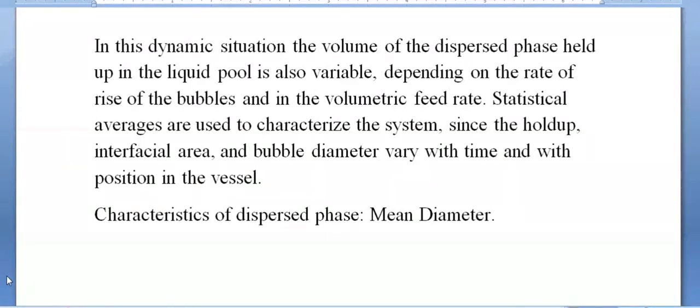Statistical averages are used to characterize the system since holdup, interfacial area, and bubble diameter vary with time and with position in the vessel. Because in a zone near the impeller area, the air bubble takes a blow. But once it rises, it is free from the blows of the impeller. But remember, it is under the influence of flow currents. Even the flow currents can change the diameter of the particles.